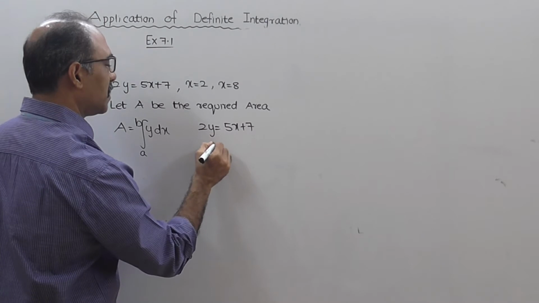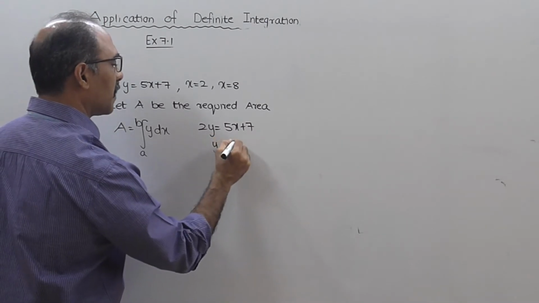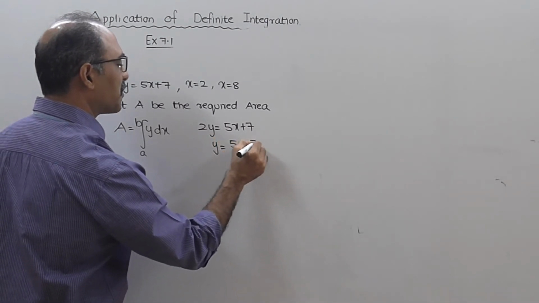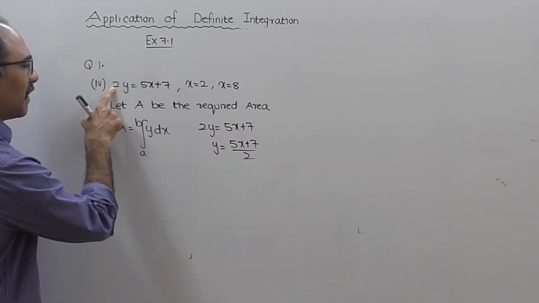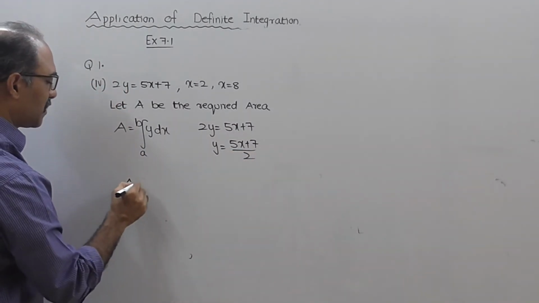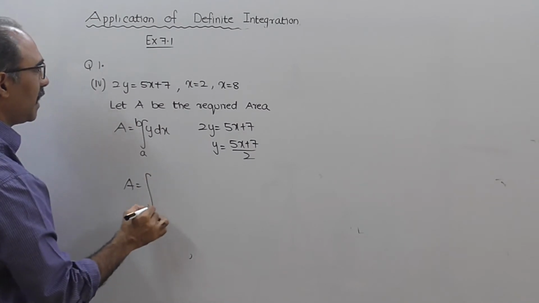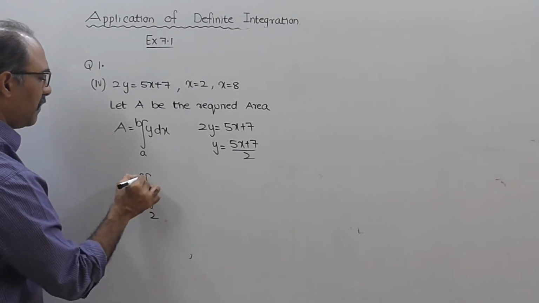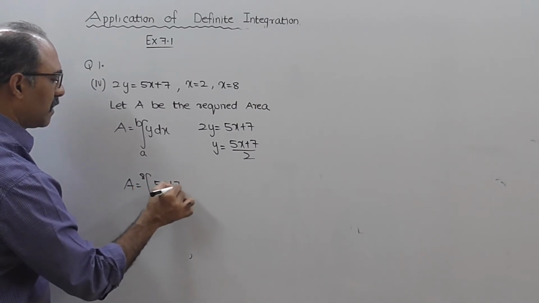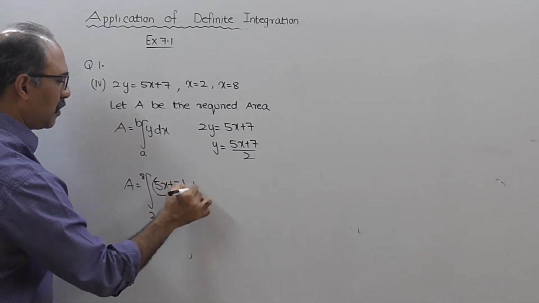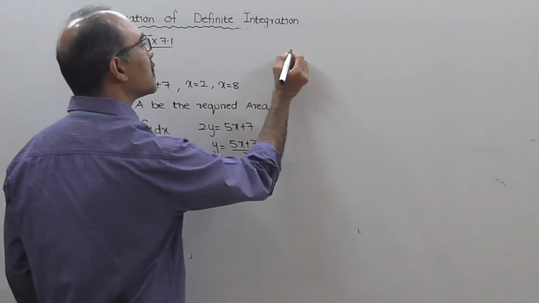This is a linear equation, so automatically it will be a straight line. So y will be nothing but 5x plus 7, the whole upon 2, because they have given the value for 2y, but my area starts with y. So a will be 2, b will be 8 and y will be 5x plus 7 upon 2, followed by dx.